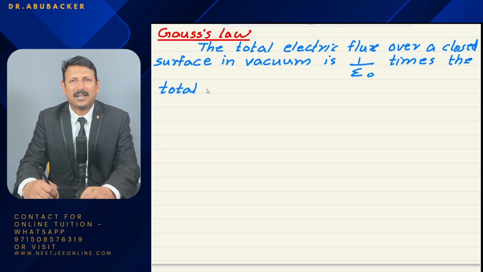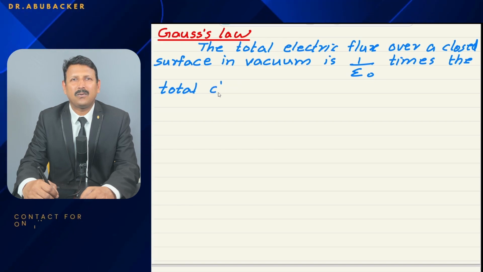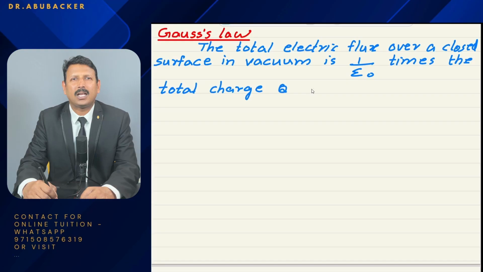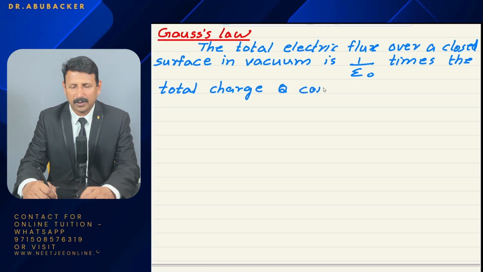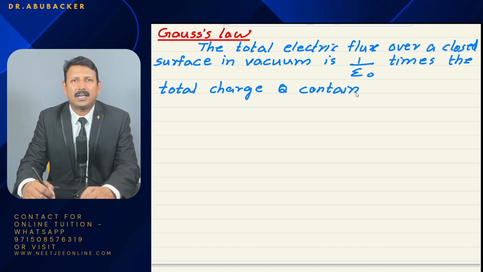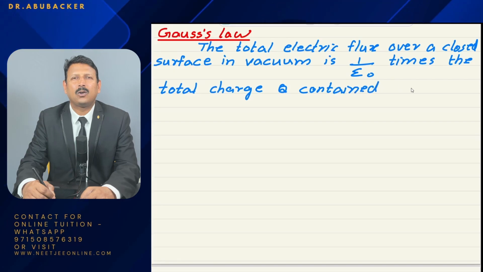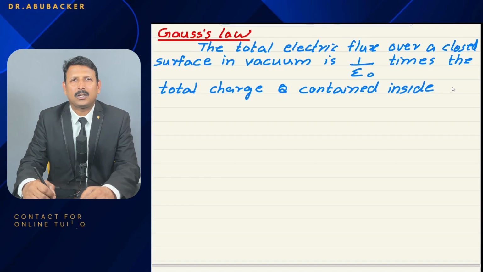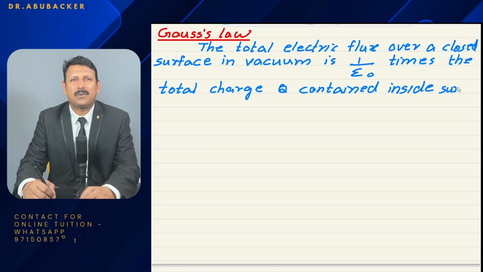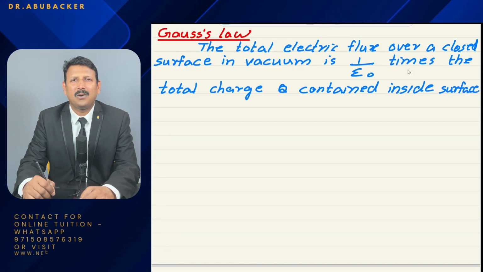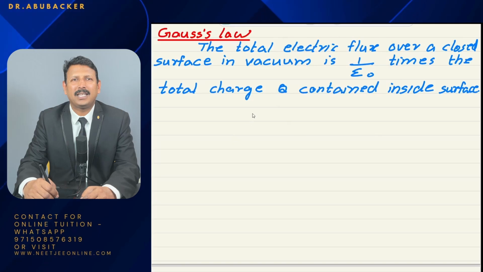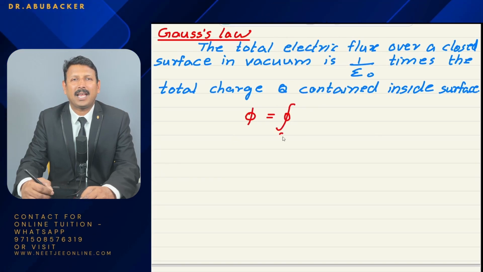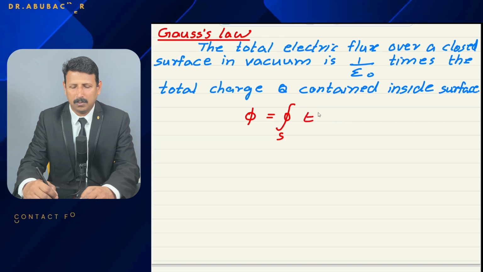The total electric flux over a closed surface in vacuum is 1 by epsilon 0 times the total charge Q contained or enclosed within the surface, you can say. The total electric flux over a closed surface in vacuum is 1 by epsilon 0 times the total charge Q contained in this surface. It can be capital letter Q or small letter q, no problem.